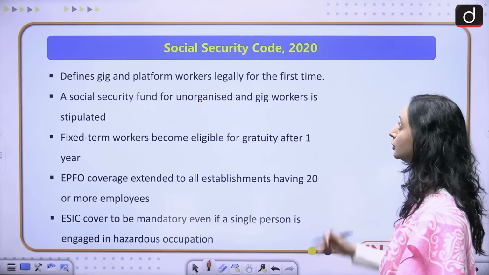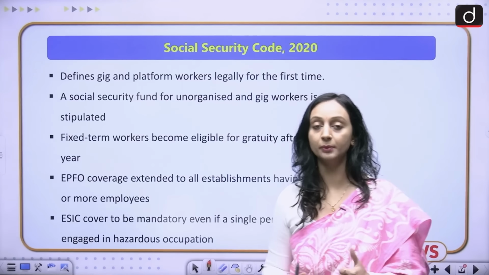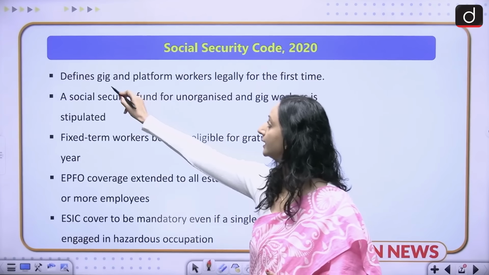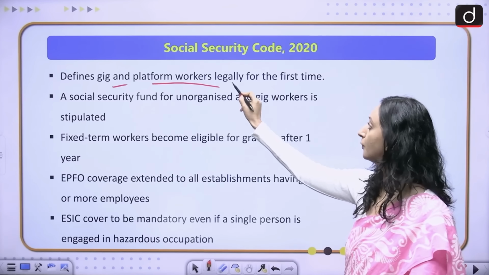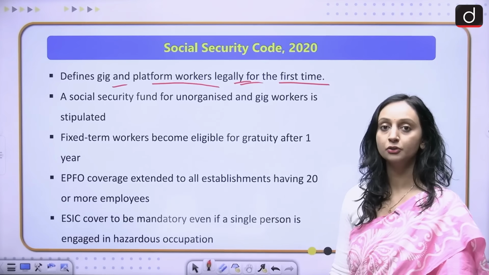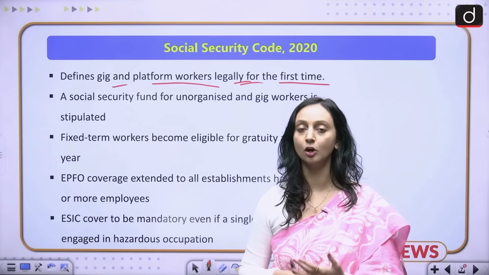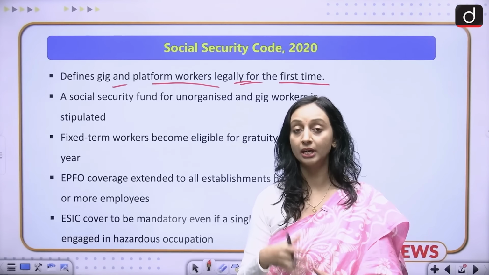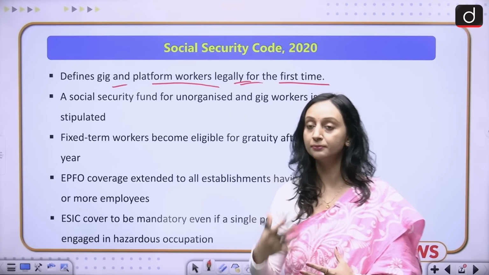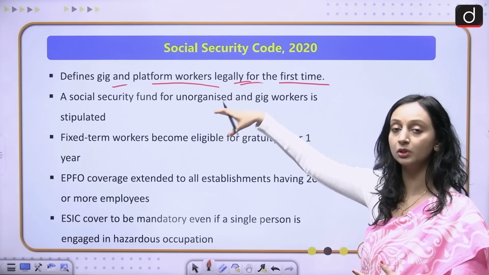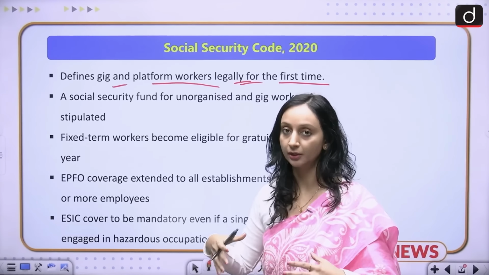Next we have the Social Security Code. Now here the most important thing that has come up is that the definition for gig and platform workers has been introduced legally for the very first time. So we know that the unorganized sector, the gig platform workers, were suffering a lot because they were not covered in the umbrella of Social Security. And now because we have defined the gig workers, the platform workers legally for the first time, they will also be covered in the Social Security bracket.